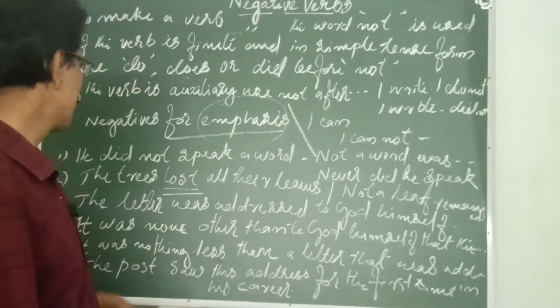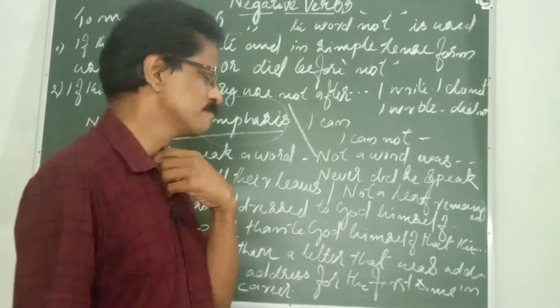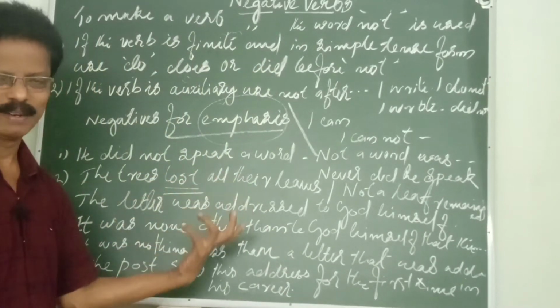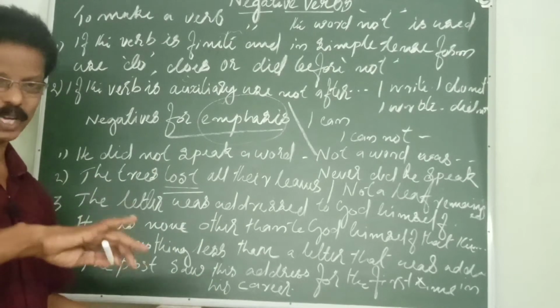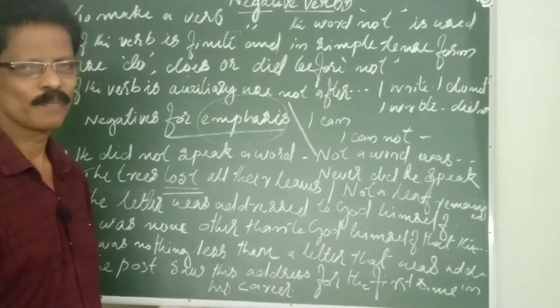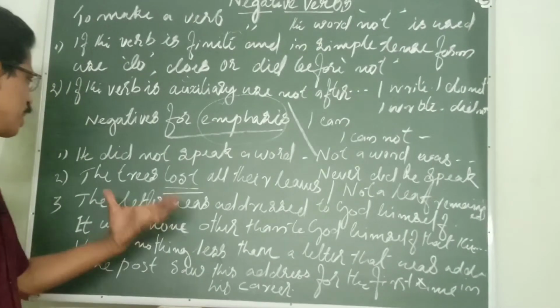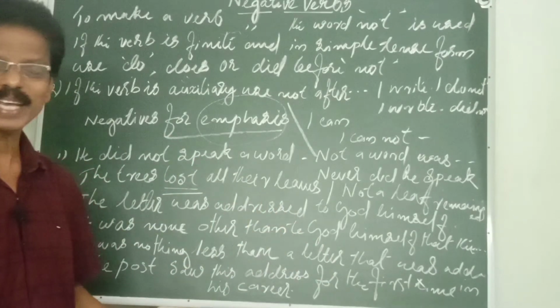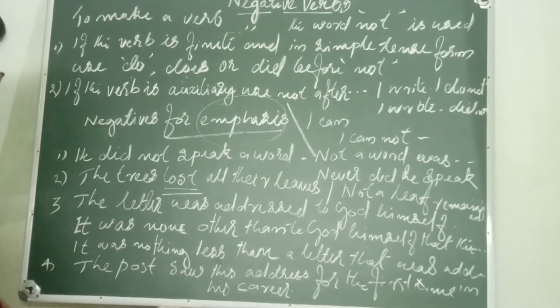Where is that? See, on the trees. Not a leaf, not even a single leaf remained on the trees. They can say so, giving emphasis to the word lost, we say not a leaf remained on the trees. Yes. So take another example.